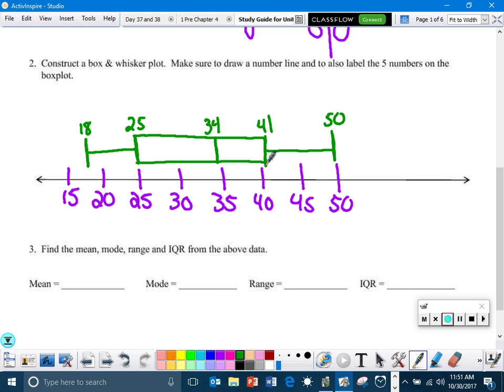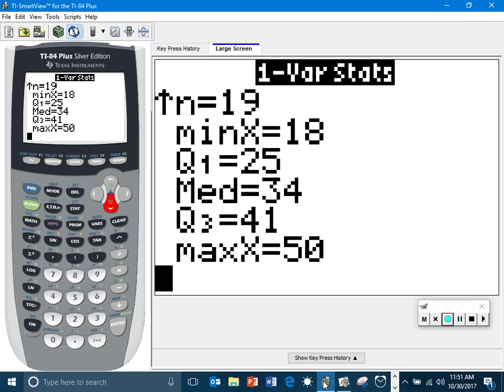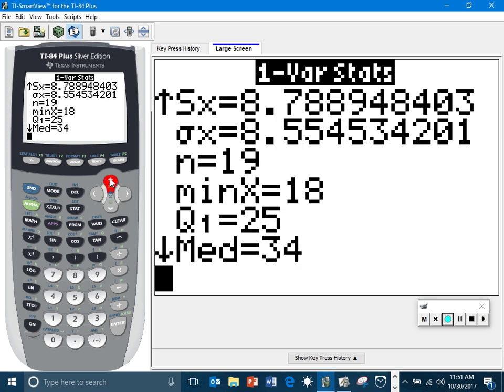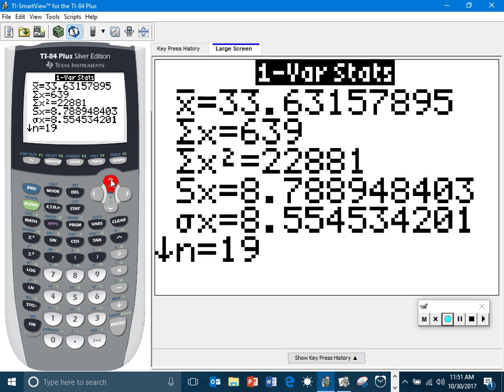Okay, so number 3. It says find the mean. Well, guess what? We already found the mean. So let's go back to the calculator. Let's scroll back to the top. It's the very first line. The X with the line above it, called X bar, that is our mean, 33.6.